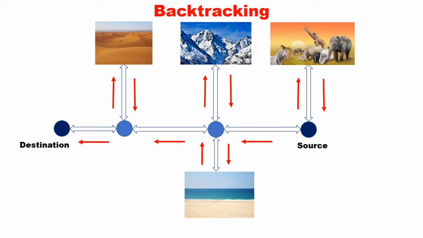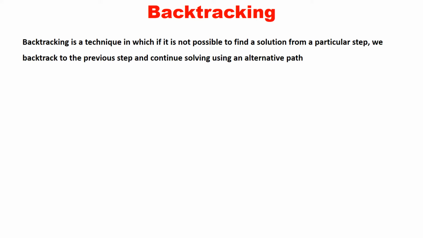See, in this example, you can understand at a particular step, if you are sure that solution is not possible, backtrack to the previous step and take an alternative path. That's the basic concept of backtracking. So now we shall go to the formal definition of backtracking. Backtracking is a technique in which, if it is not possible to find a solution from a particular step, we backtrack to the previous step and continue solving using an alternative path. This is what Ramu did in the previous example.